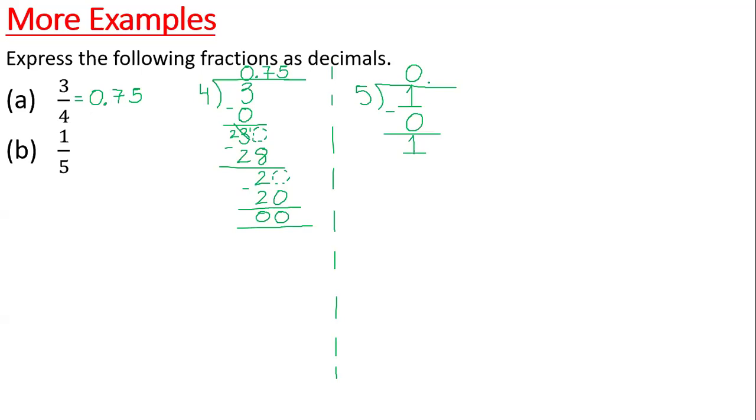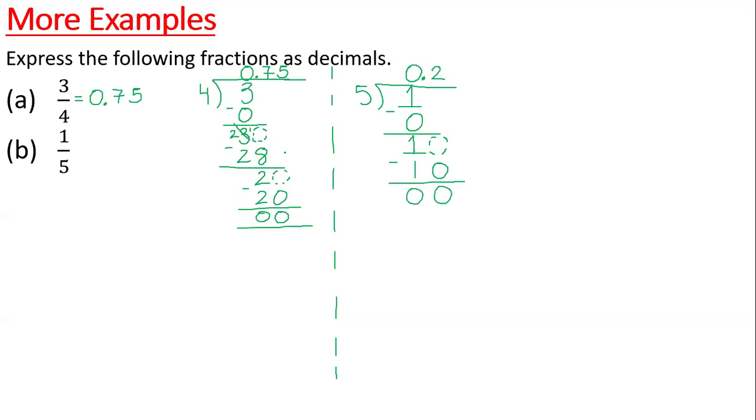We're going to put the decimal point. The decimal point gives us the permission to add a what? Imaginary 0. How many times does 5 go into 10? 2 times. 5 times 2 is what? 10. And then 10 minus 10 is going to be what? 0.